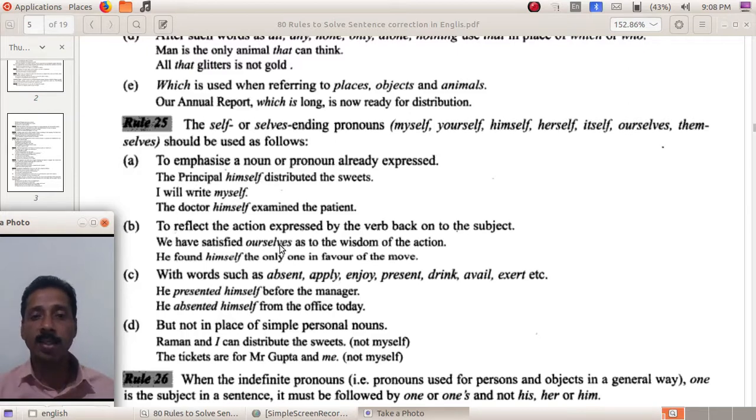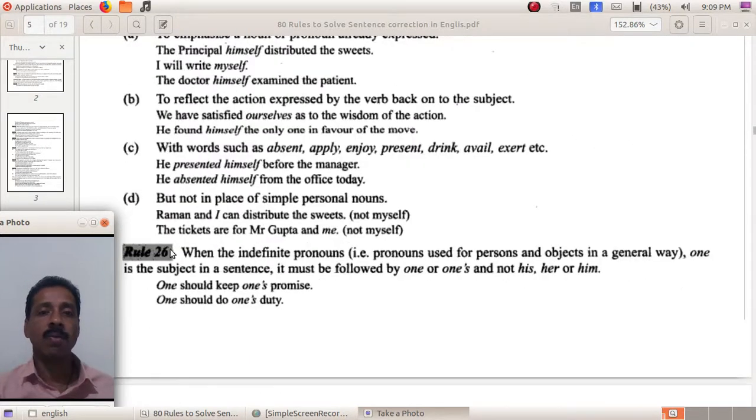To reflect the action expressed by the verb back onto the subject. We have satisfied ourselves as to the wisdom of the action. So as it is we ourselves, as it is he himself, etc. And with certain verbs like absent, apply, enjoy, present, drink, avail, exert, etc. That means while we use any of these verbs, the reflexive form of the subject is to be used. He presented himself, he absented himself, etc.